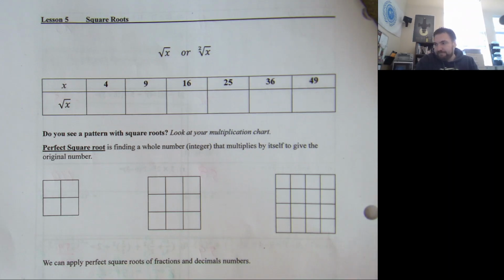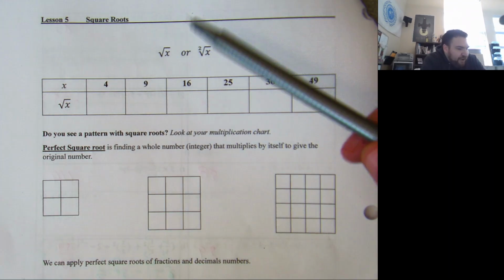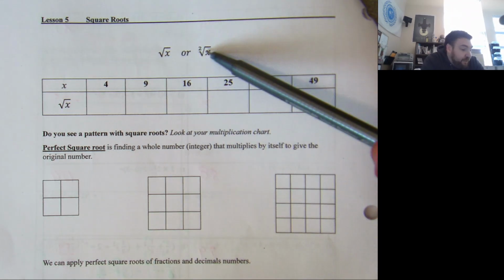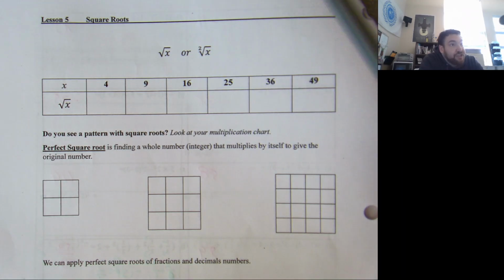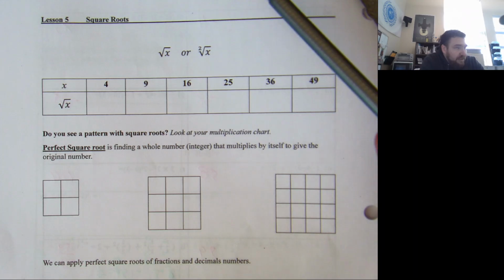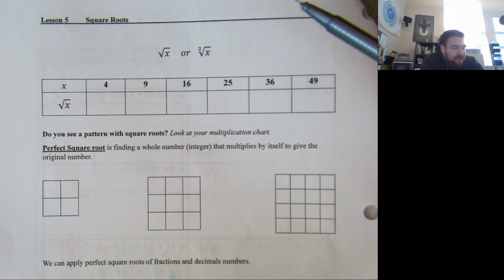So I've got root x, or sometimes it's written with the actual 2 in there. That little 2 there is called an index. It tells you what kind of root you're taking. If there is no index written, it is assumed to be a 2, because taking the first root of something makes no sense. It's not something we do.